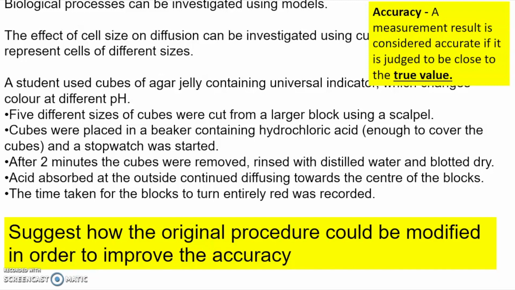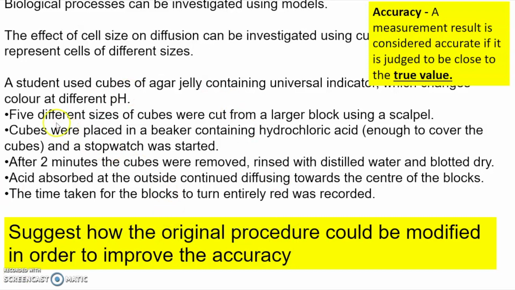If we have a look at the steps that were taken, you've got 5 different sizes of cubes. These were placed in a beaker containing hydrochloric acid. After 2 minutes, the cubes are removed, rinsed with distilled water and blotted dry. Acid absorbed at the outside continued diffusing towards the center of the blocks, and the time taken was recorded. So what part of this question talks about accuracy and your true value? Once you've got your data set, what could you do to then improve how close your answer is to the true value?